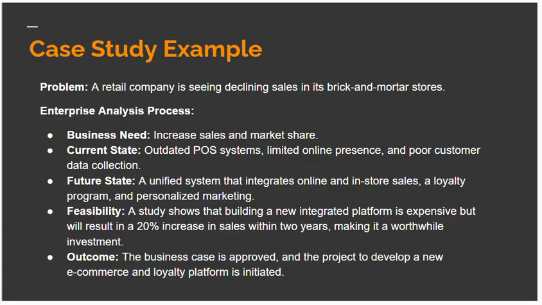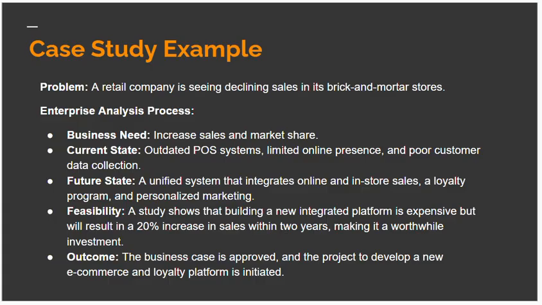So the current state: outdated POS system, limited online presence, and poor customer data collection. Now, if you take Zomato, Swiggy, 1 minute, Flipkart, the people in the area do not prefer to go to the supermarket to buy products. So that's the challenge faced by them. And the home delivery service is not available. So that's the current state.